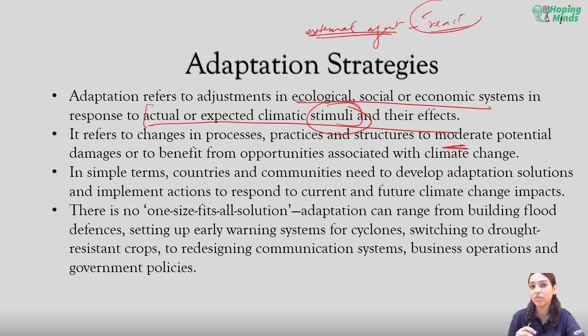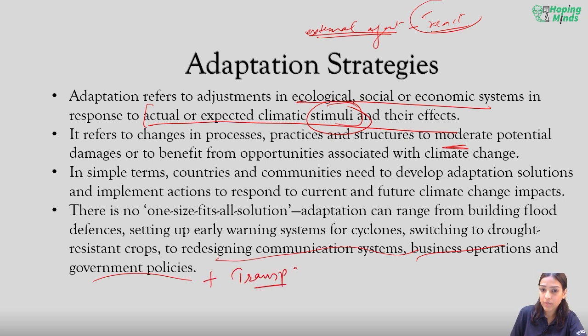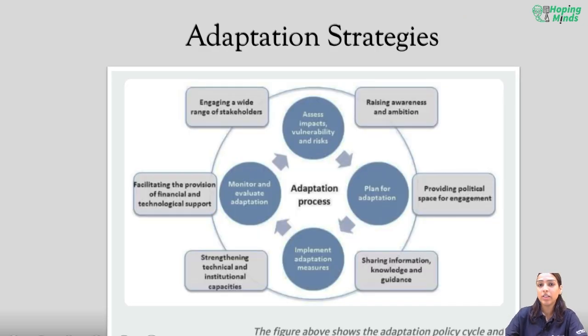We can switch to certain drought-resistant crops. We can redesign our communication systems, better operations and government policies. And to add here, something in the field of transportation has to be done. Each individual running his own car or his own personal vehicle is one major cause which should be curbed.